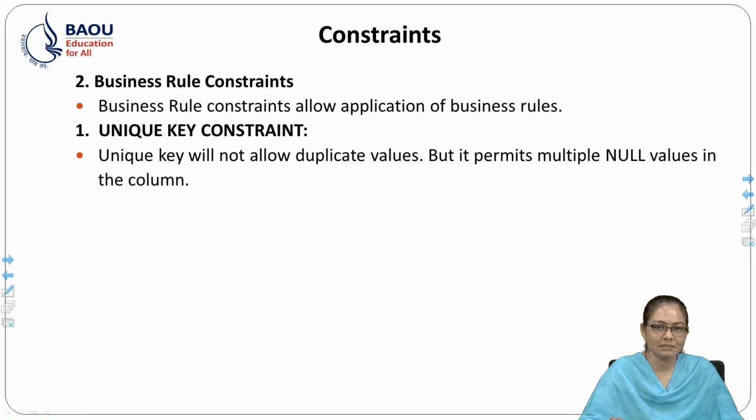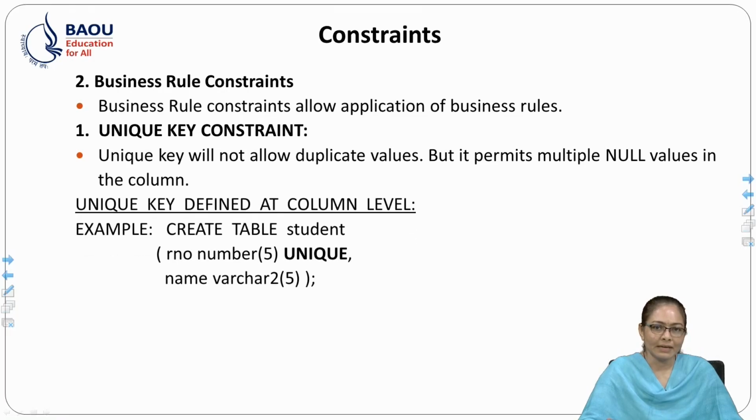See, the first one is the unique key constraint. The unique key will not allow duplicate values, but it permits multiple null values in the column, which is not permitted in a primary key constraint. When we use the unique key constraint, a unique index is automatically created. A table can have more than one unique key, but the table can have only a single primary key. This is the difference between unique key and primary key.